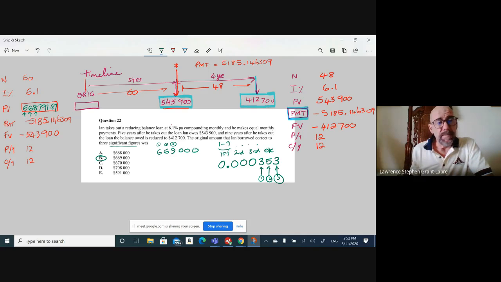Work through it, have a look again. Remember, a positive number, the bank gives us money. A negative number, we give the bank money. We still owe that much, so we have to put a negative there. We're pretending we get a loan here for 543,900. We make payments, and we make the final payment in 4 years' time, which is 412,700. Okay, I hope this has helped.